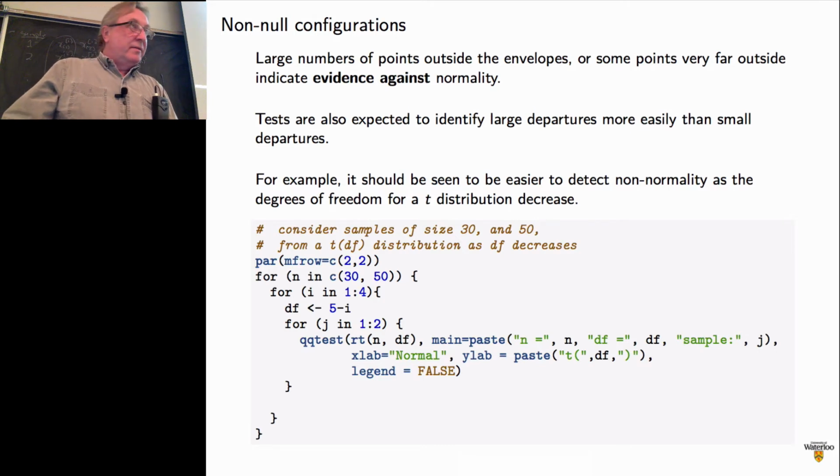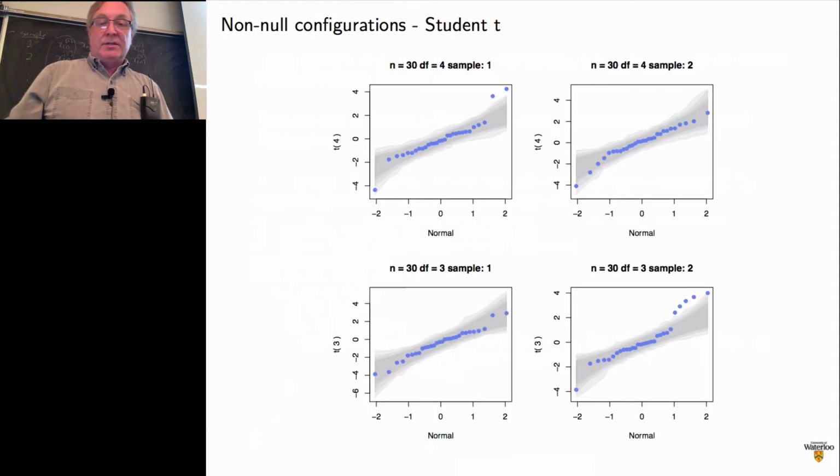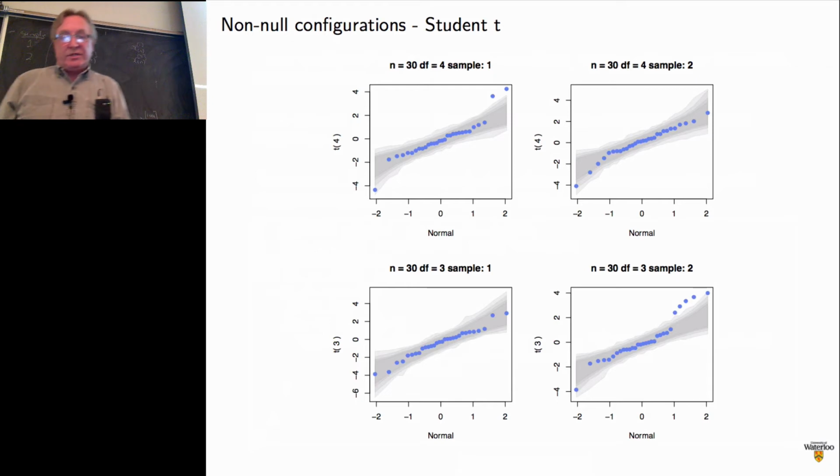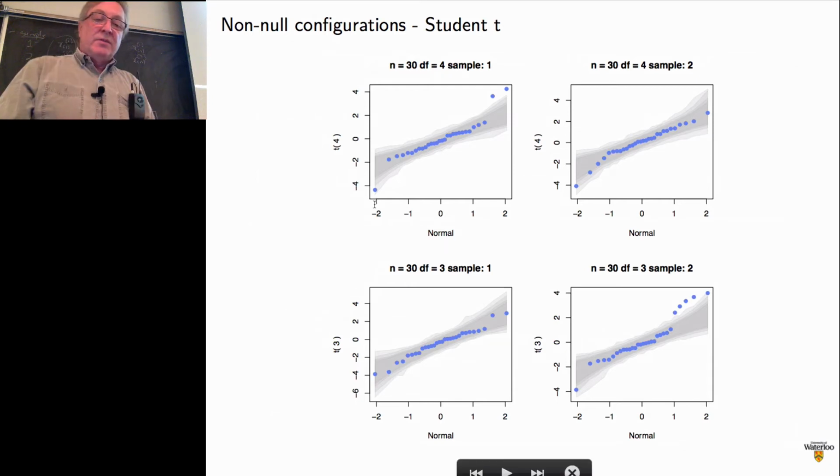We want to look at another non-null. That was a lot of asymmetry; now looking at a symmetric non-null with a t-distribution, 4 degrees of freedom, sample size 30. So this looks non-normally distributed on the 2 ends here. This one a little less so. That could be normally distributed. That definitely looks like it's not.